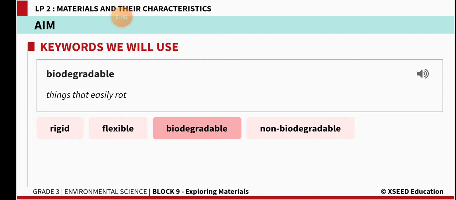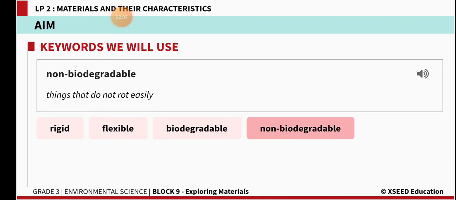The next one is biodegradable. Biodegradable means things that easily rot. Rotten means which can mix up easily in the soil, and when they rot they give out a bad smell, so they are known as biodegradable.